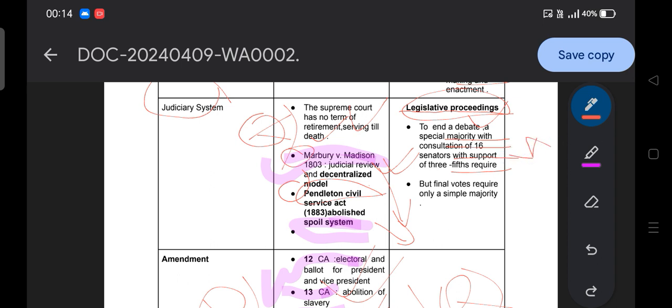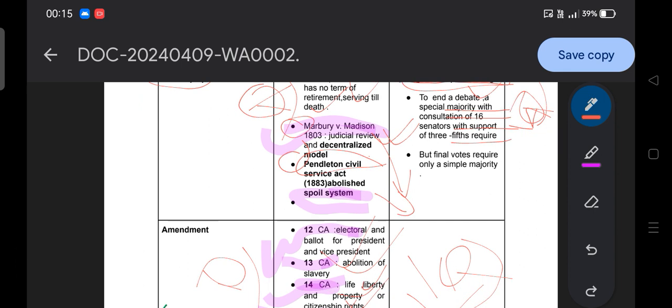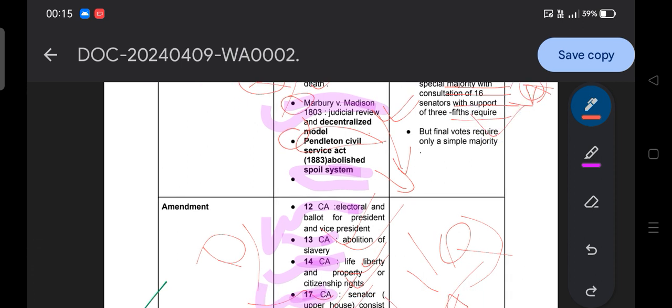Some mistakenly mention 2/3, but you need to remember 3/5 and the 16. At least 16 senators must be consulted, with 3/5 required to end a debate, discussion or deliberation. You need to remember that. A question has already been asked from here, so you can get a question in the upcoming examination too. But the final vote requires only a simple majority. To just end a debate or deliberation in the USA, we need the consultation of 16 senators with 3/5 required, but in the final vote only a simple majority is required.